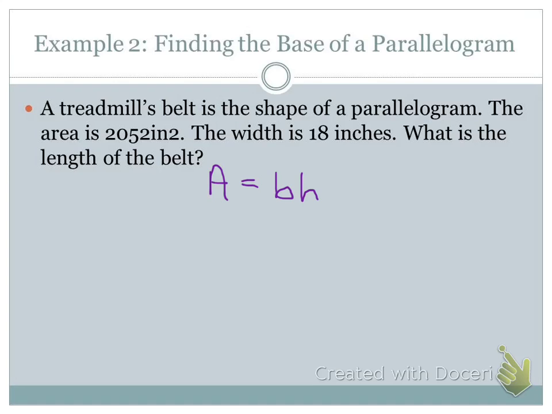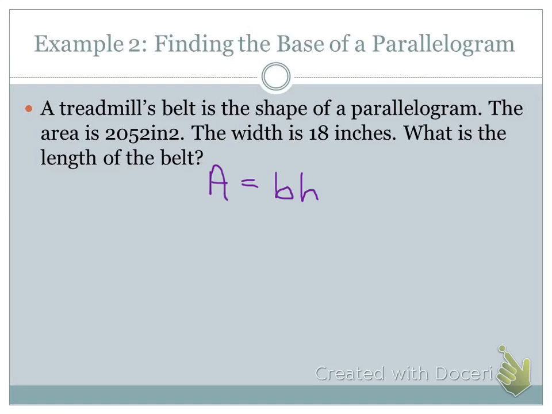But in this word problem, it says a treadmill's belt is the shape of a parallelogram. So right there I know that I'm finding the area of a parallelogram. The area is 2,052 inches squared. The width is 18 inches. What is the length of the belt? Okay, now the width of the belt is comparable to the height.